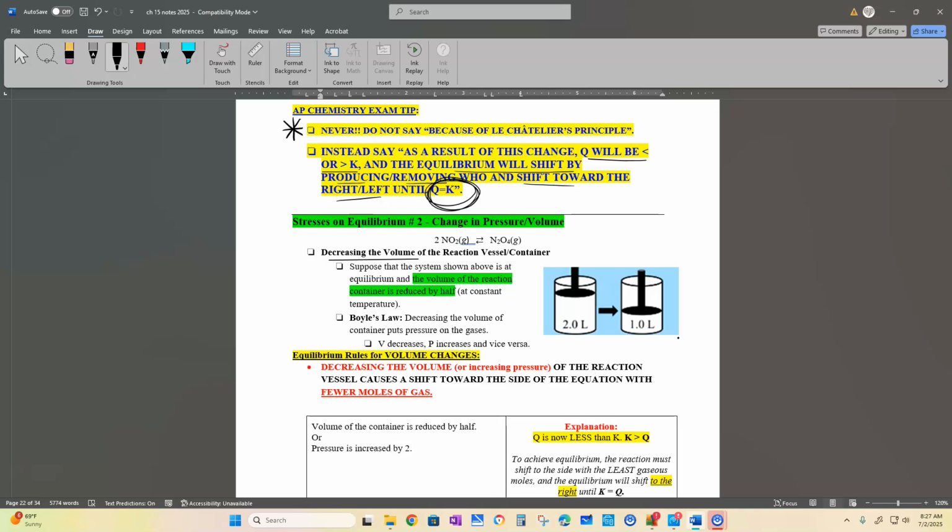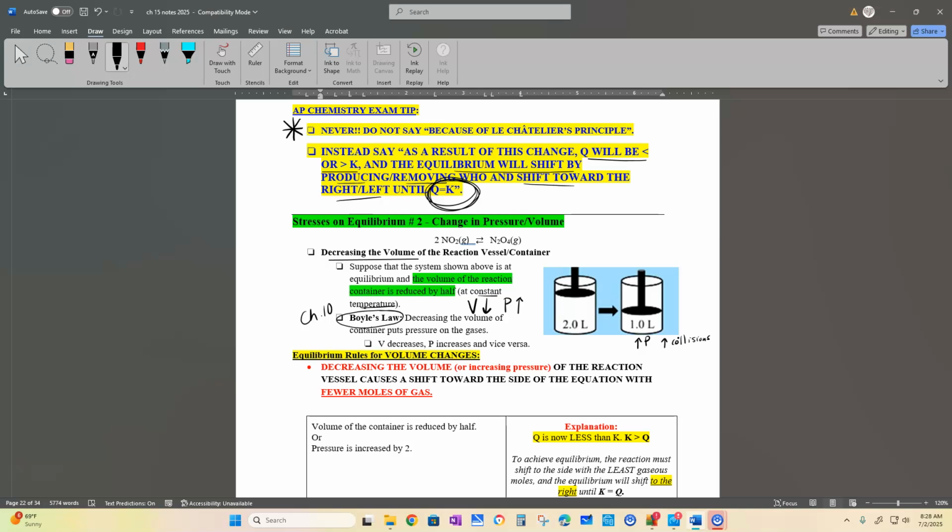So you had 2 liters, and now you have 1 liter. Well, what happened? Back in chapter 10, Boyle's law: if volume goes down, pressure goes up, as long as temperature stays constant. So you applied pressure. You have more collisions. You brought those gases closer together. So you have an increase in pressure, you have more collisions. So here's equilibrium's rule.